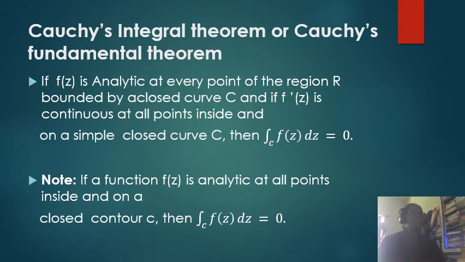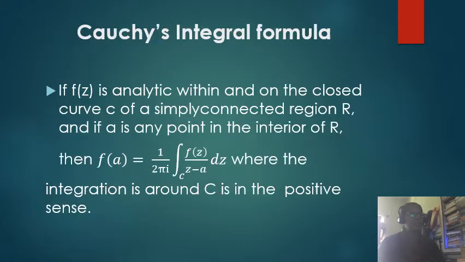Now coming to the theorem, Cauchy's integral theorem states, and this is also called Cauchy's fundamental theorem, if f of z is analytic at every point of the region R bounded by a closed curve C, and if f dash of z is continuous at all points inside and on a simple closed curve C, then integral over C f of z dz equal to 0. Here we have to note that whenever the function f of z is analytic at all points inside and on a closed contour C, then the value of the integral is equal to 0. That is, the integral over C f of z dz equal to 0.